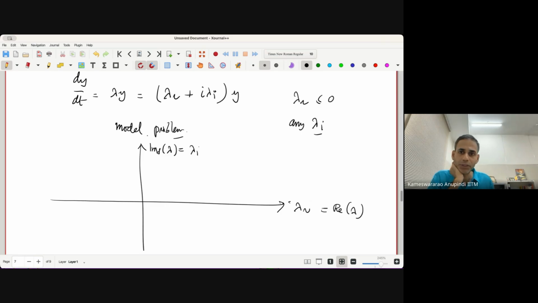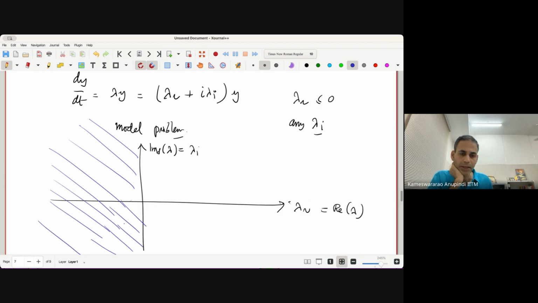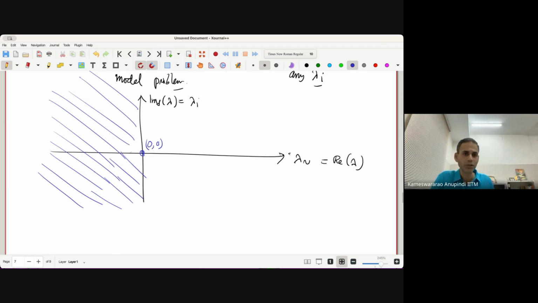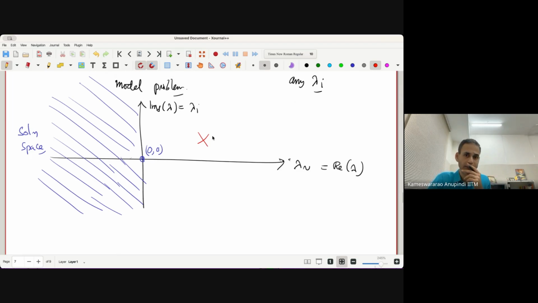That means our solution space is essentially this entire space, right? We are saying lambda r is less than or equal to 0. So this is your 0, 0. Lambda r goes on the x-axis, lambda I goes on the y-axis. So this entire space from 0, 0 to the entire left: lambda r can be negative and lambda I can be anything in the y direction. So this is our solution space. The model function can be picked from anywhere in this domain, but not from the other side, because that is going to give us growing solutions, which we are not interested in. So that is the idea here.